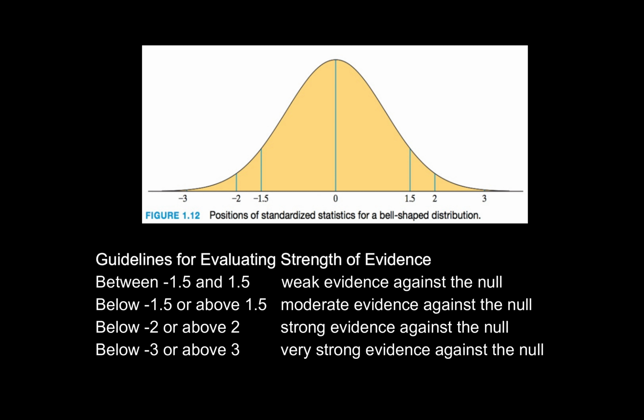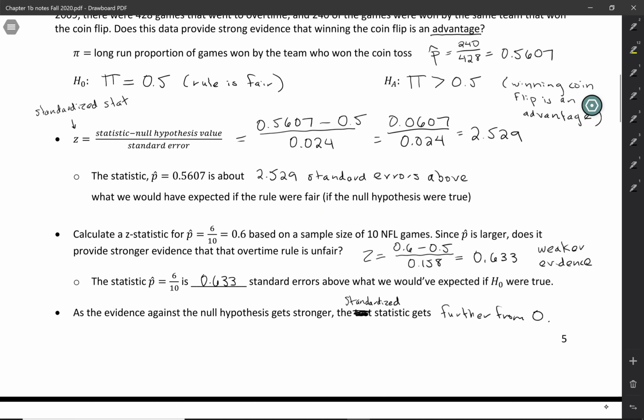So the guidelines in the book say if it's between -1.5 and 1.5, that's weak evidence. If it's below -1.5 or above 1.5, that's moderate evidence. Below -2 or above 2 is strong, and below -3 or above 3 is very strong, so always against the null hypothesis. So in this case where we had a Z-statistic of 2.529, this provides strong evidence against the null.